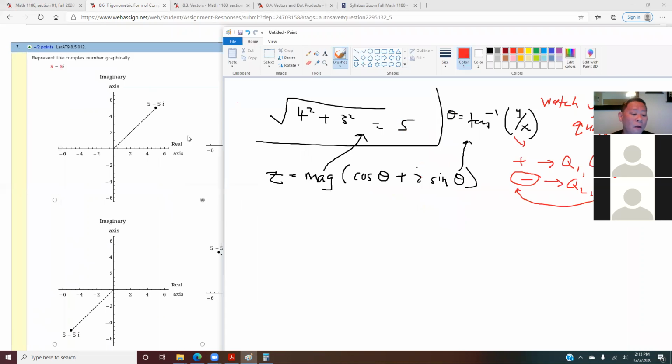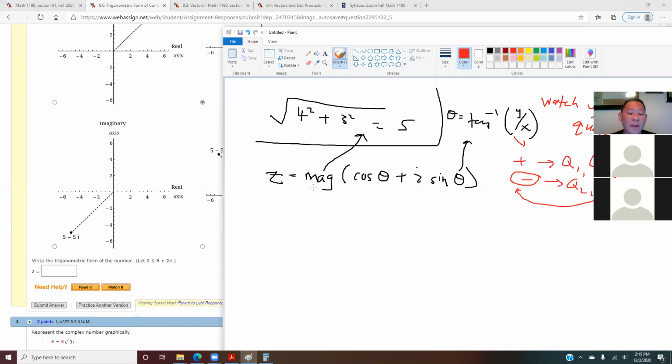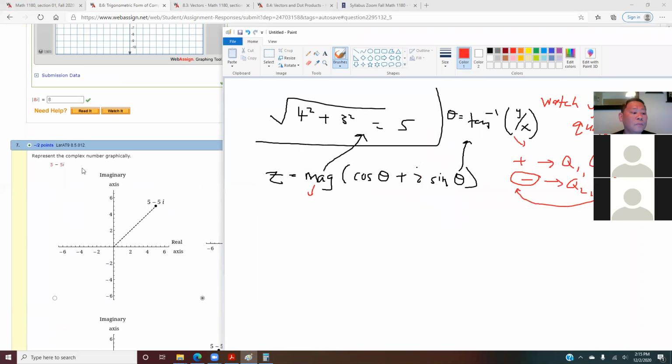Okay. So how do you write this in trigonometric form here? First, you have to figure out your magnitude. So you take the square root of 5 squared plus 5 squared.